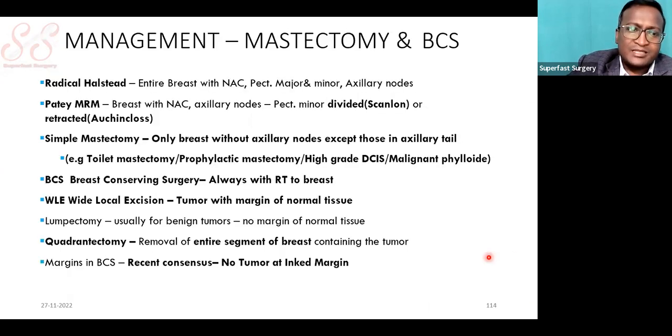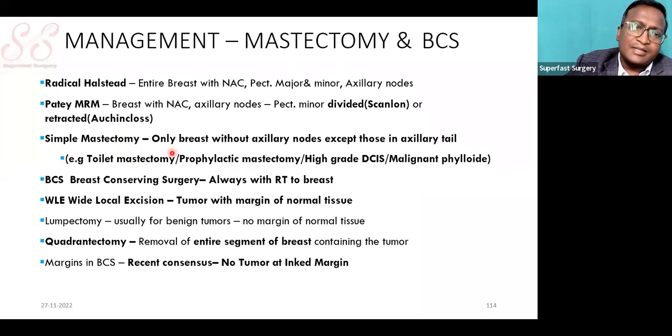Now, the evolution of mastectomy, as I said: the radical Halsted concept, where he removed the breast with the skin, the pectoralis major and minor, and the axillary lymph nodes. Then came the concept of modified radical mastectomy given by Patey, which was later modified by Scanlon, where he divided the pectoralis minor muscle and then sutured it. While in the Auchincloss approach, he retracted the pectoralis minor muscle.